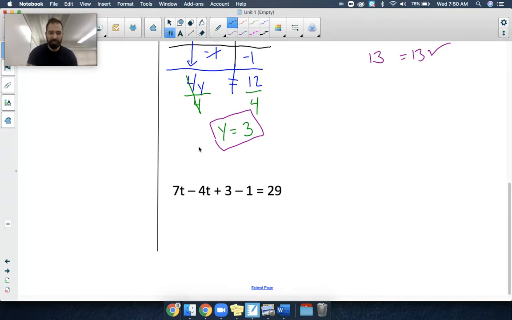We need to combine our t's, and we need to combine our constants. We have 7t minus 4t and 3 minus 1. I'm going to do it all in one step. So I'm not going to do a couple different ones with the t's and the constants, but we can do it together. 7t minus 4t is 3t, plus 3 minus 1 is 2. It's a positive 2. And that equals 29.